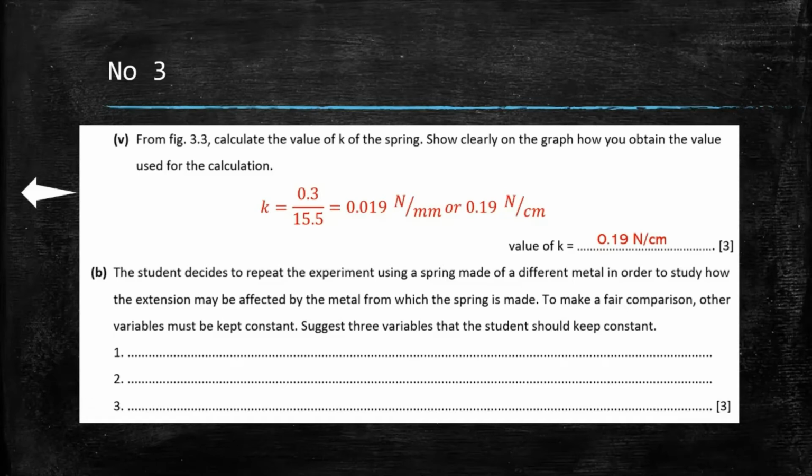The first one is the initial length of the spring. Second variable, the amount of load added each time to the spring. The third one, the diameter of the wire used to make the spring. Those are the three variables that the student should keep constant.